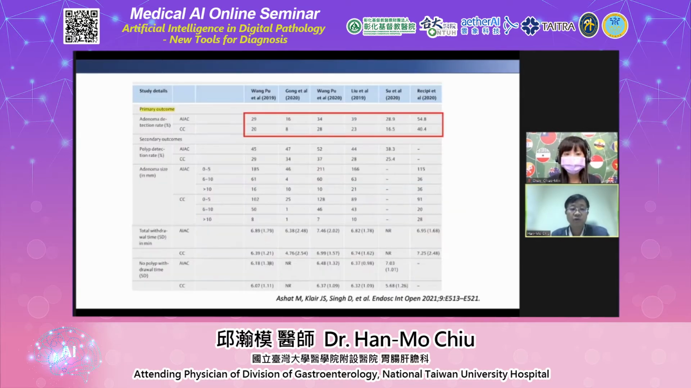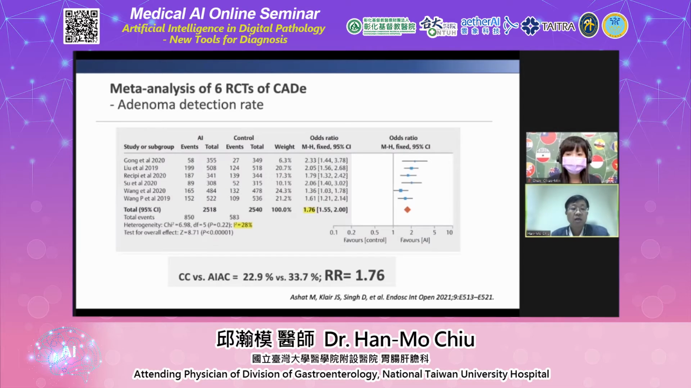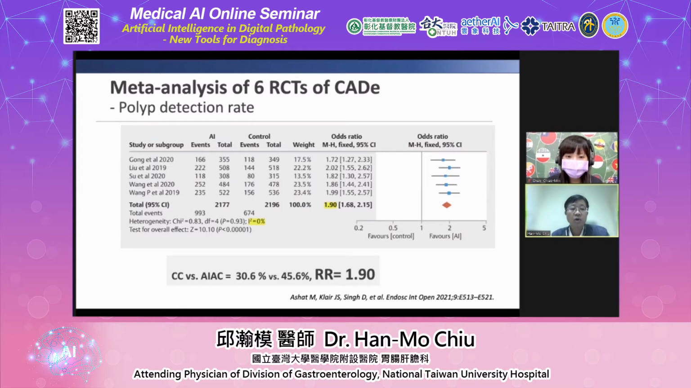Of them, studies from China were conducted in screening or surveillance colonoscopy settings, whereas the study from Italy was conducted within a fecal immunochemical test-based screening program. Therefore, the ADR in this Italian study was much higher than the others. The ADR was significantly higher in the AI-assisted group, with a 76% increased likelihood of detecting neoplastic lesions. If all polyps, including non-neoplastic ones, were taken into account, AI-assisted colonoscopy was able to detect more polyps, with a 90% higher likelihood of detecting polyps.